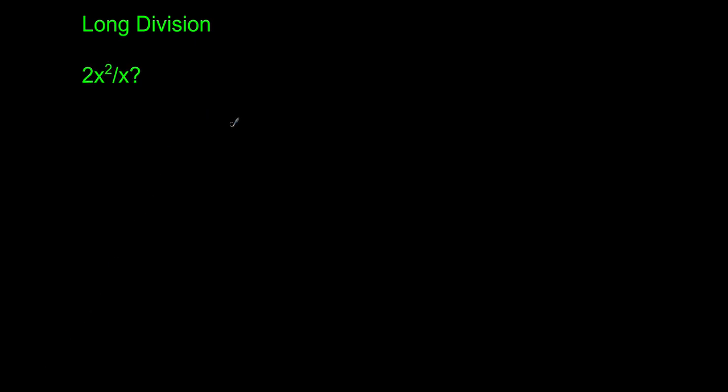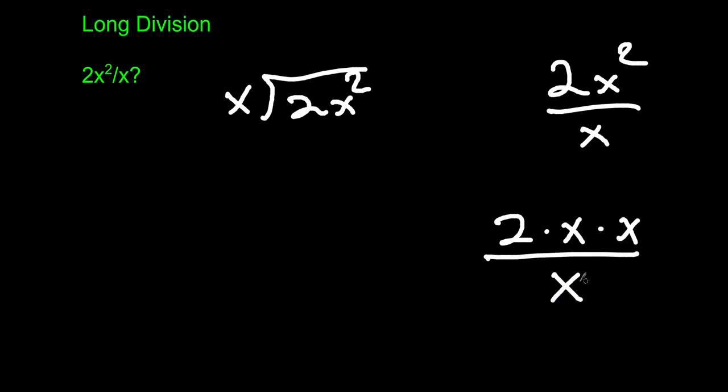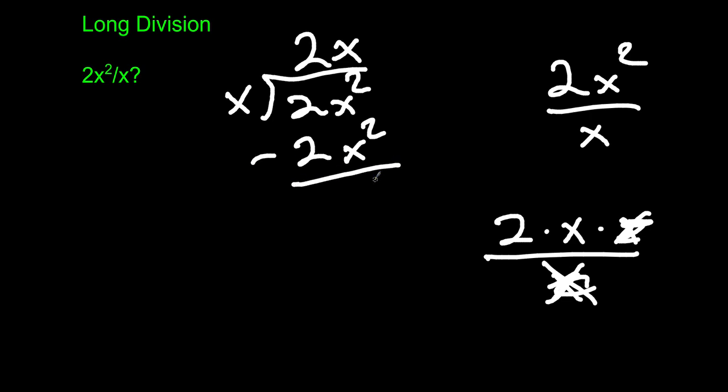Now let's start doing it with polynomials. How many times does x go into 2x squared? Well, if I said 2x squared over x, it's the same thing as 2 times x over x. One of these x's cancel, and you're left with 2x. 2x times x gives you 2x squared. If you subtract this, you get 0. There's a remainder of 0. What this means is both x and 2x are factors of 2x squared, and 2x squared divided by x gives you 2x. Now let's take this and do it with a longer polynomial.